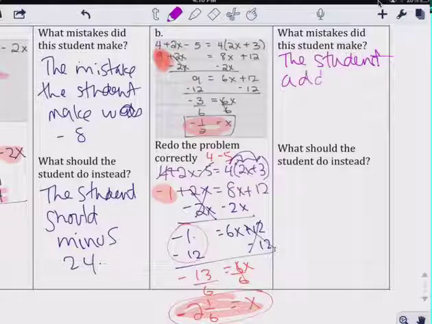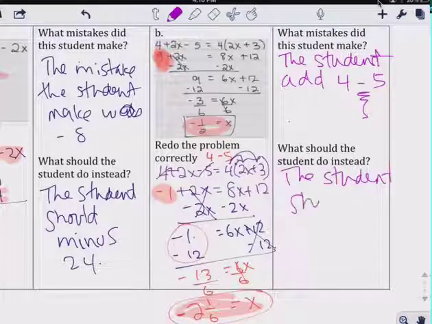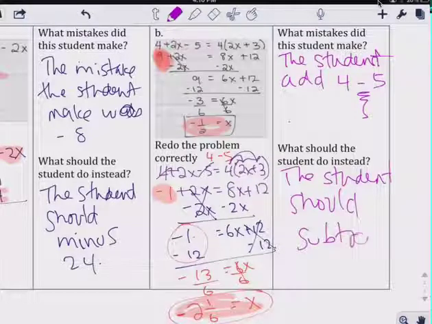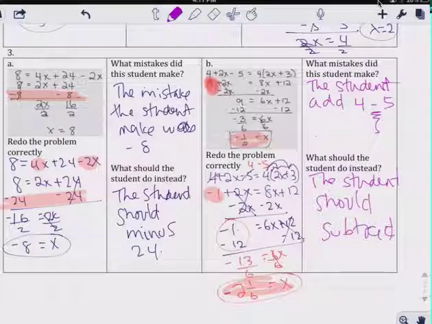The student added 4 and 5 instead of subtracting when it says subtract. The student should have subtracted. Okay? Any questions? We're all good.